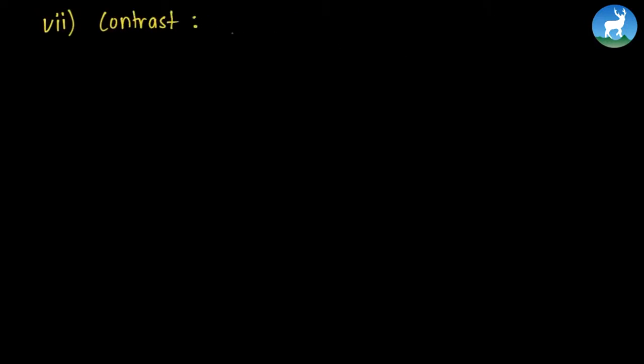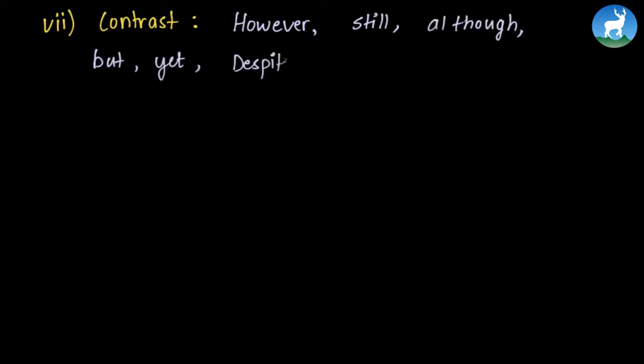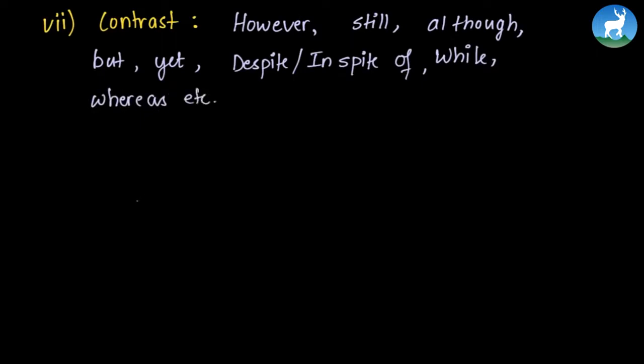Next we have contrast. The list of connectives that fall under this classification is however, still, although, but, yet, in spite of or despite of, while, whereas, etc. We can also use in contrast under this classification. So we can say, in contrast, the laws apply to everyone.